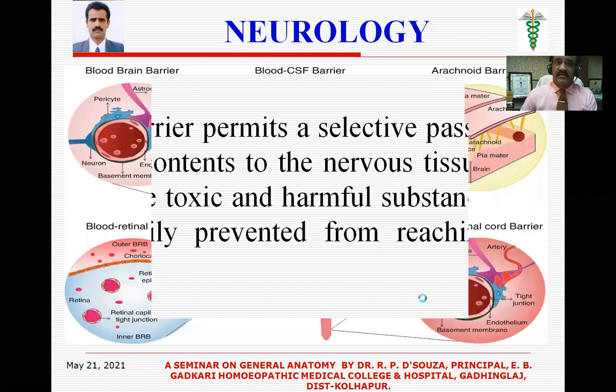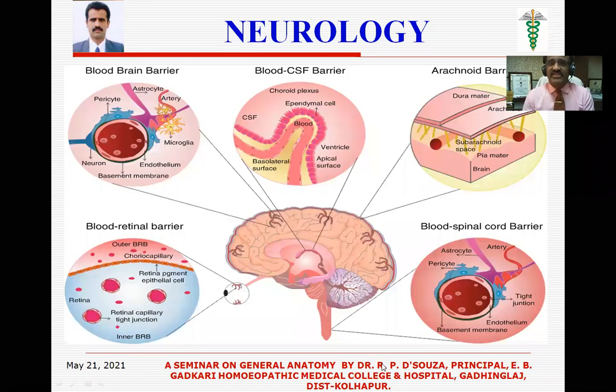Well, here you can see one image. Here you can see different pictures shown in one slide. The blood-brain barrier system is shown here. You can see astrocytes, artery. I told you about the capillary, and you can see the neuron here, and see how it is protected.